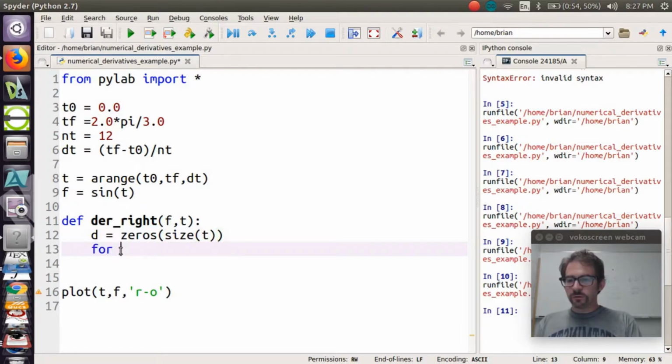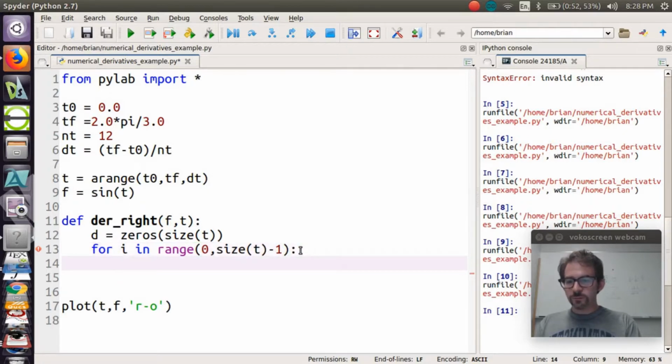And now I'm going to have a for loop, for i in range. This is the right derivative, so 0 is fine. We can go up to size of t minus 1 because the last data point doesn't have a right neighbor. When I go all the way to the right end of an array, I won't have any more right neighbor. Colon begins my for loop.